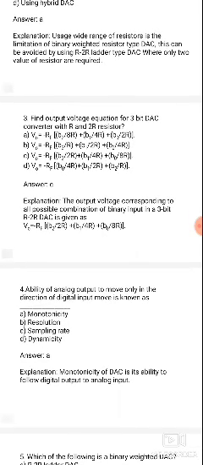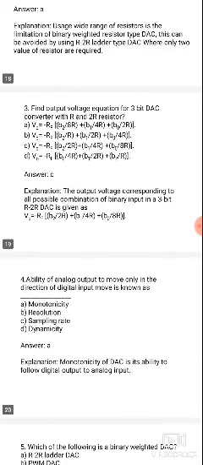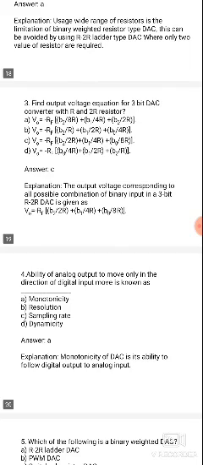Next question, third. Find the output voltage equation for a 3-bit digital to analog converter with R and 2R resistors. That is nothing but V0 is equal to minus R by B2 by 8R plus B1 by 4R plus B0 by 2R. Next, minus RF into B2 by R plus B1 by 2R plus B0 by 4R. Next, V0 is equal to minus RF into B2 by 2R plus B1 by 4R plus B0 by 8R.